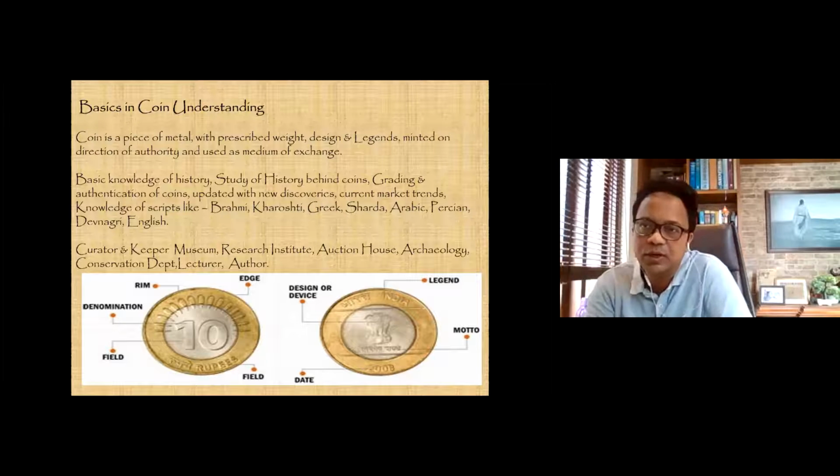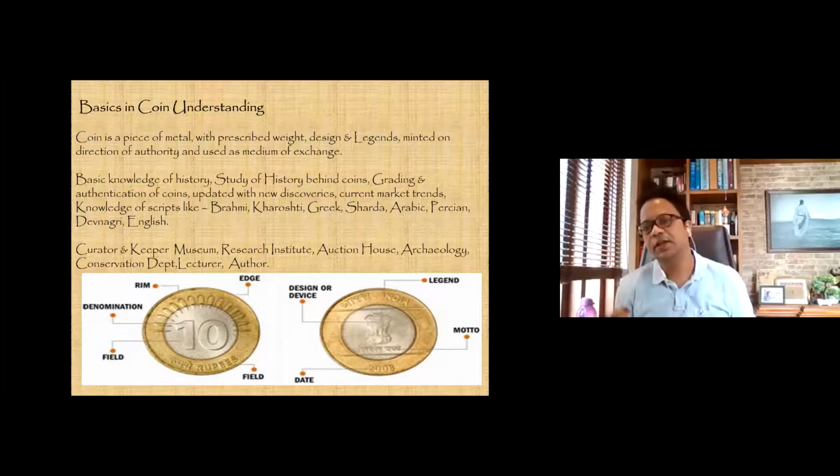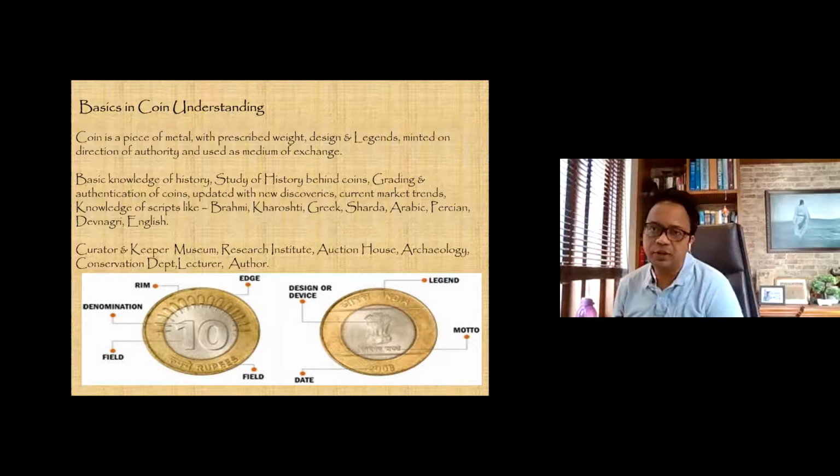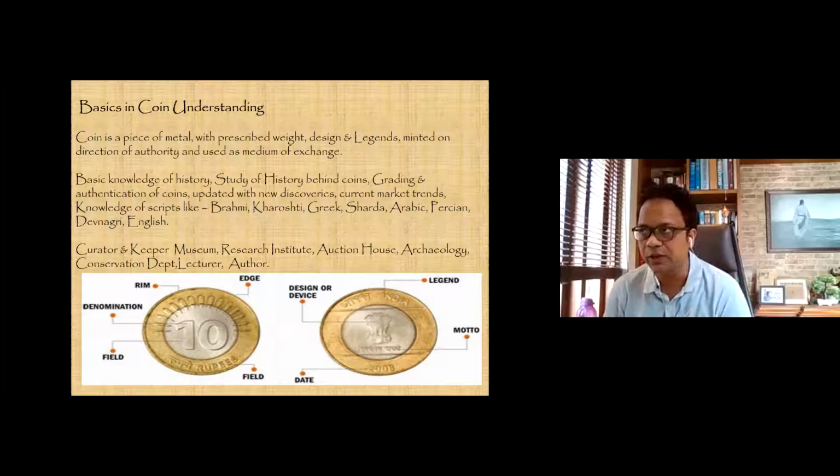So you could also get a medal from a jeweler's shop. You could also have something minted on a metal piece, but the only piece of metal that is treated as a coin is minted on direction of an authority. In India, it is the Indian government, or the Reserve Bank of India. So that is one of the most important factors. For a piece of metal that has certain legends written on it to be called a coin that can be used in transaction, it should be minted on the direction of an authority.